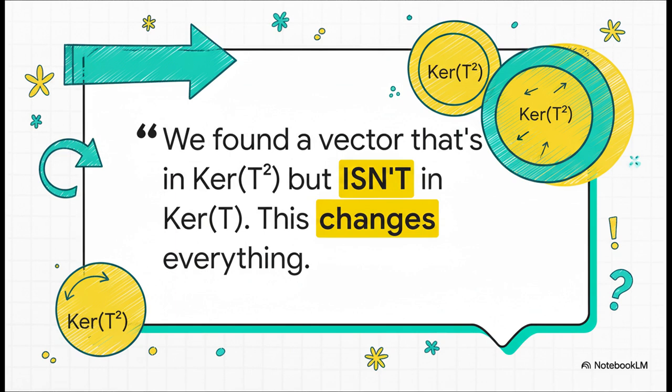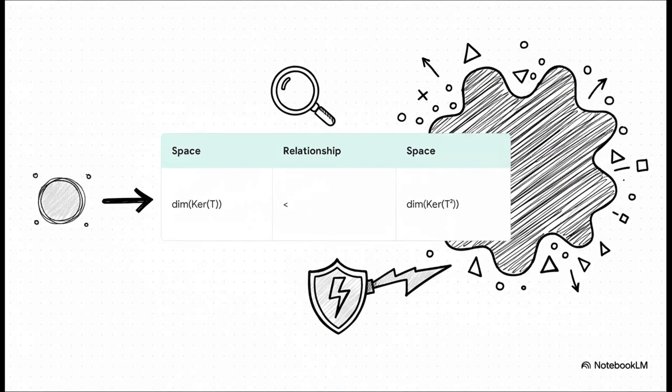This means the kernel of T squared is actually provably bigger than the kernel of T. This changes everything. And of course, if one space is strictly bigger than another, its dimension has to be bigger too. So the absolute crucial takeaway is this: the dimension of the kernel of T must be strictly less than the dimension of the kernel of T squared. This one little inequality is the weapon we're going to use to solve the whole puzzle.